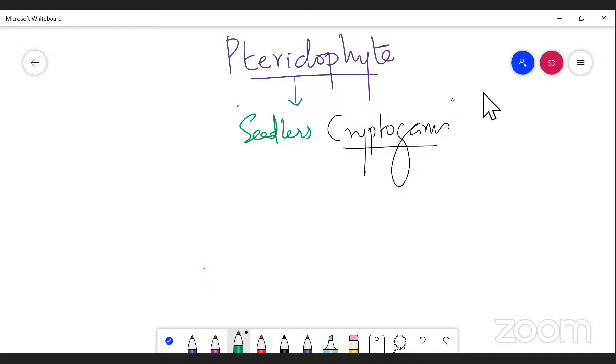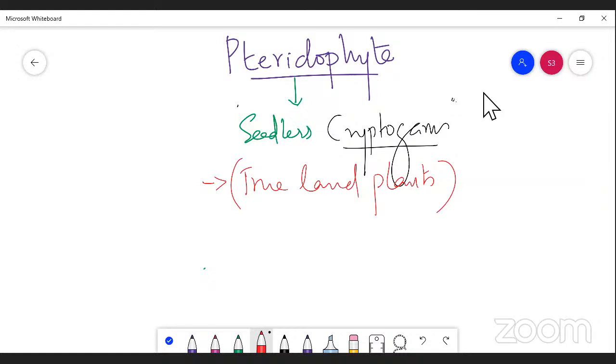But it is the first true land plant. Pteridophyte is the first true land plant. I mean, the first true vascular land plant, right? Previously, bryophytes and algae were discussed in the last class, and now we are going to continue the plant kingdom that includes pteridophytes.